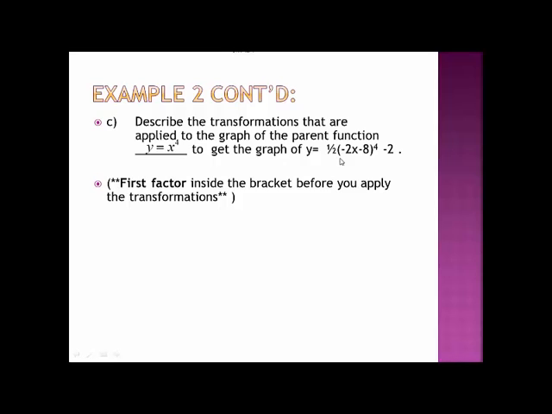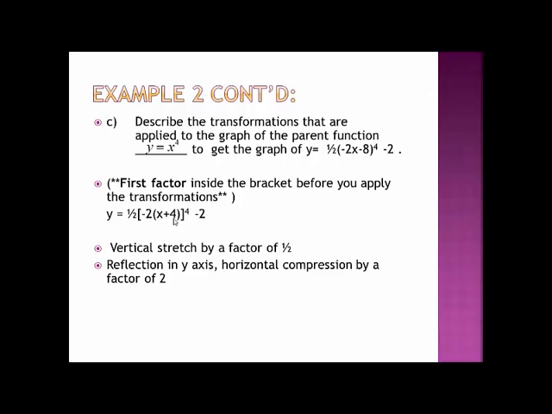So we can take out a -2 from this term and from this term. If we factor, take out a -2, we're left with an x. Take out a -2, we're left with a +4. So now we can continue on describing the transformations. The first one is we have a vertical stretch by a factor of half. We have a horizontal compression by a factor of 2. And we also have a reflection in the y-axis, or a horizontal reflection.